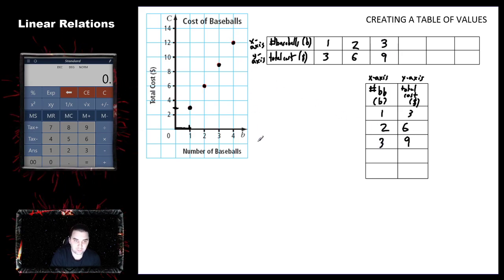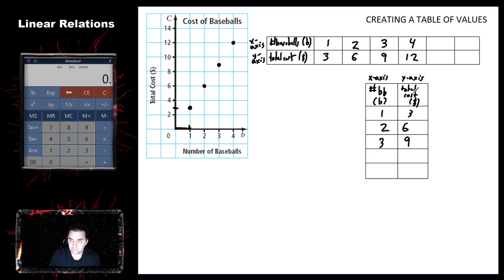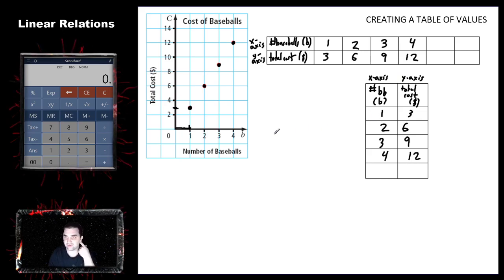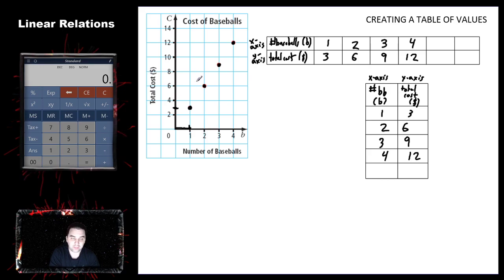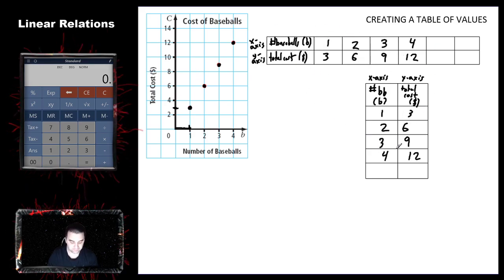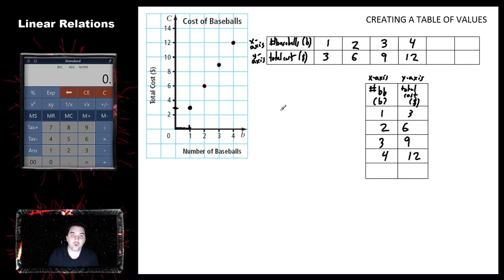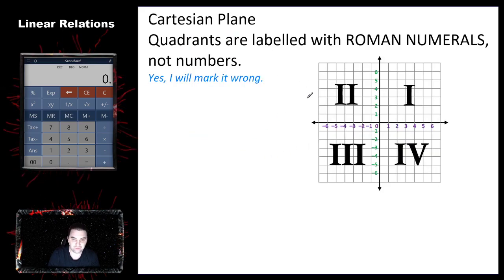And the last data point we have is 4, 12. Okay. And that's all you really have to do here. We're just using the data points on the graph to find out where the actual coordinates are so we can create a table of values. But you're also going to go backwards later on, turning a table of values into a line on a graph. And that's the graphing portion later.